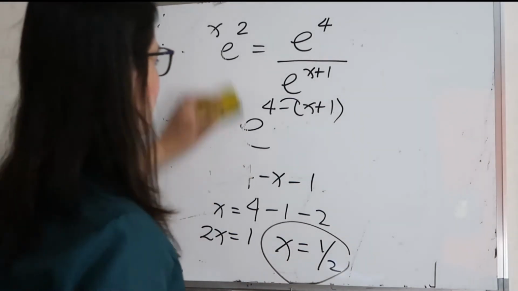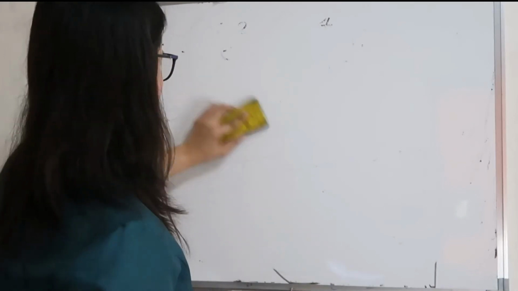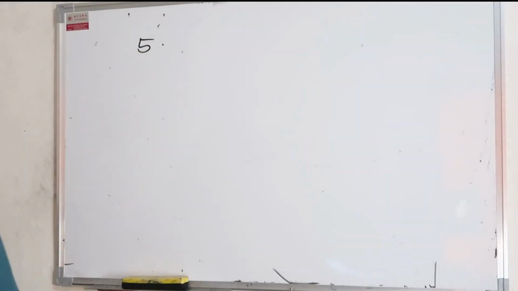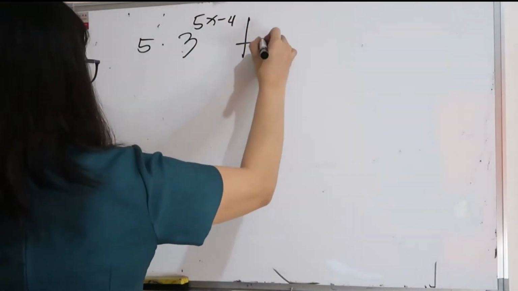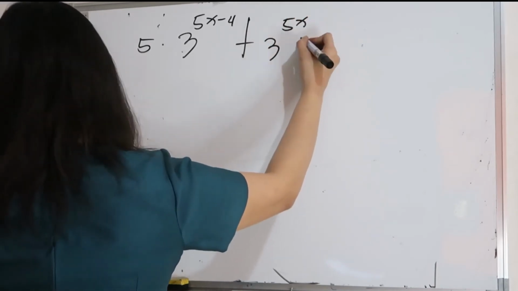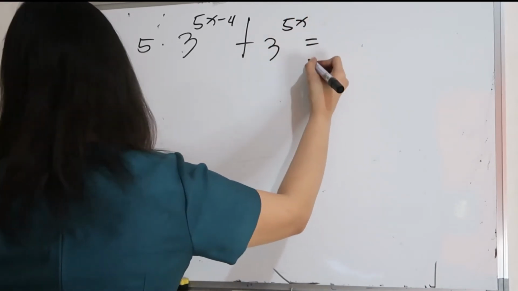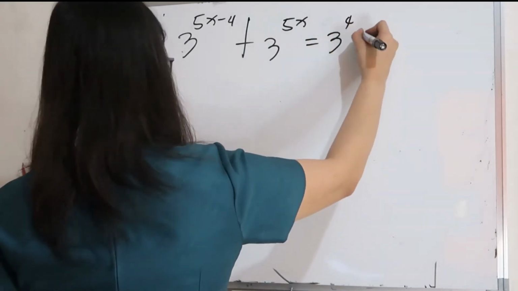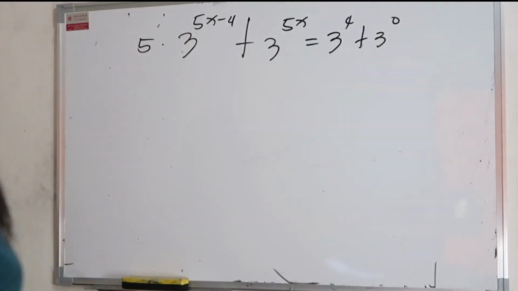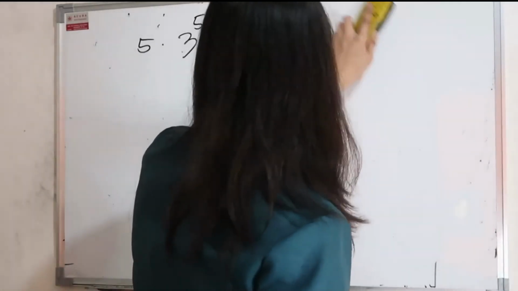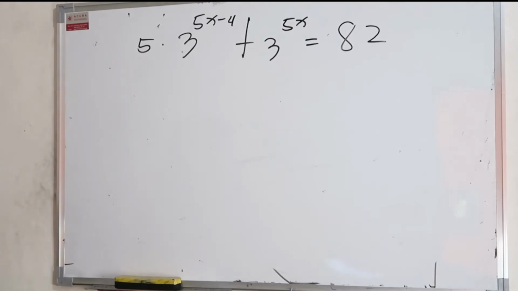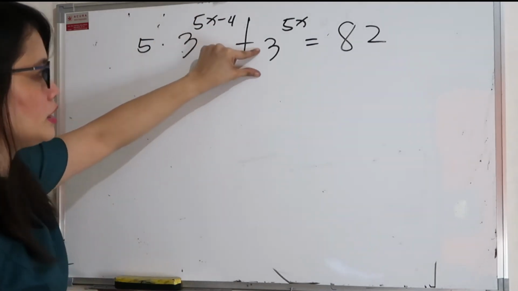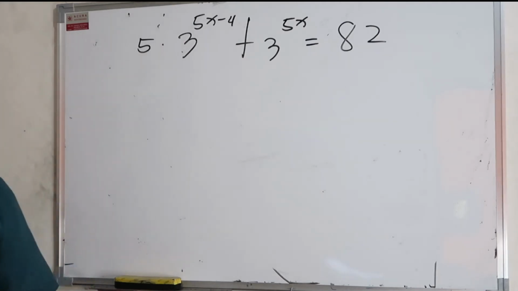Next example. Let's try to make it more complicated. Let's say the given is 3 raised to 5x minus 4 plus 3 raised to 5x is equal to 82. So how do we answer that one?